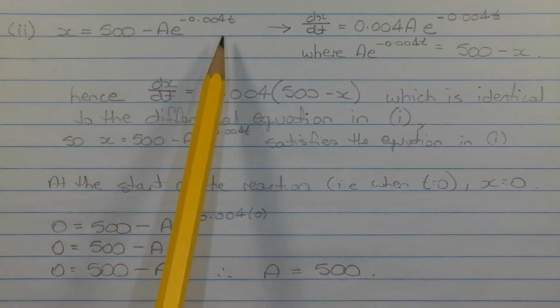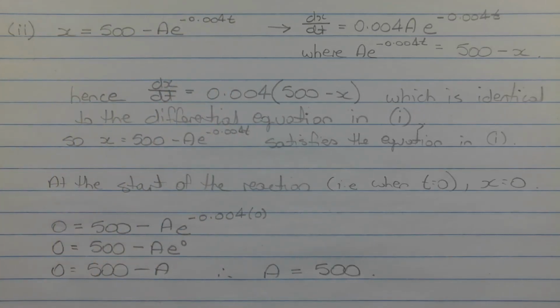Now rearranging the equation to make a e to the power of negative 0.004t the subject, we get a e to the power of negative 0.004t equals 500 minus x. So we can replace this part of the derivative from the a onwards with (500 minus x). Hence dx/dt equals 0.004 times (500 minus x), which is identical to the differential equation in part 1. So x equals 500 minus a e to the power of negative 0.004t satisfies the equation in part 1.